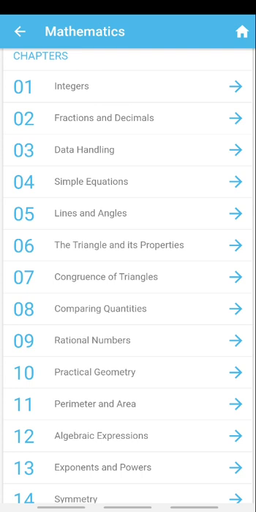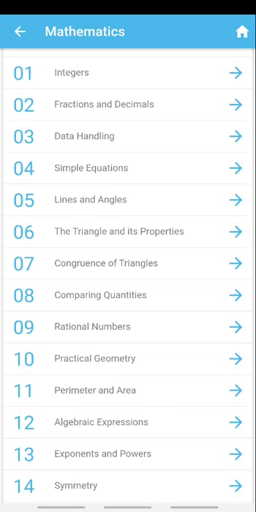Starting from the first chapter, integers, we have already learned in class 6, but this year we will focus more on the operation of integers. Again with fractions and decimals, which we learned in the last class, this year we will deal more with the operations of fractions as well as decimals. The third chapter, data handling, contains some extra topics after pictograph. This year we will have the bar graph and double bar graph in class 7th.